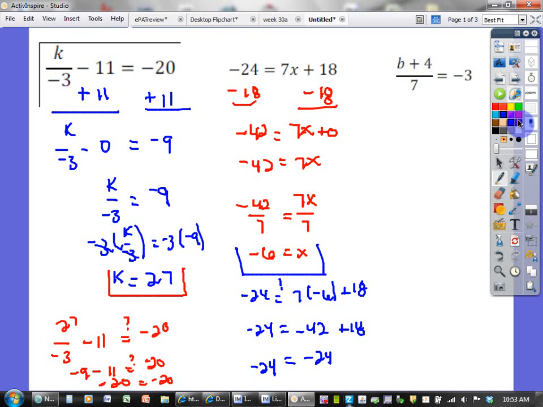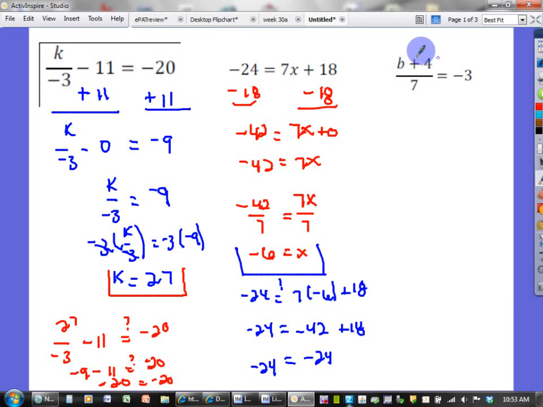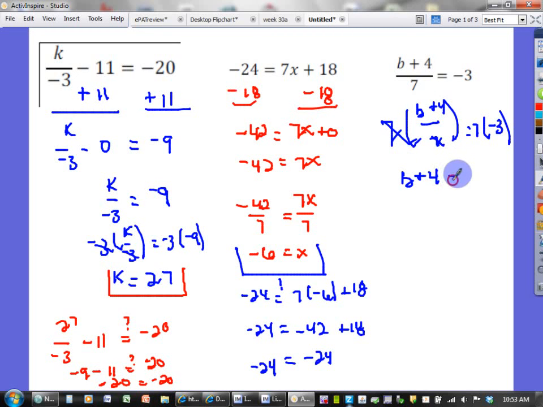Now, the third type of problem we might encounter looks like this. We have the term b plus 4 divided by 7 equals negative 3. I've got to try to get this b plus 4 term by itself first. To do that, I multiply both sides by 7. That cancels this out to yield b plus 4 equals negative 21. Positive 7 times negative 3 is negative 21.